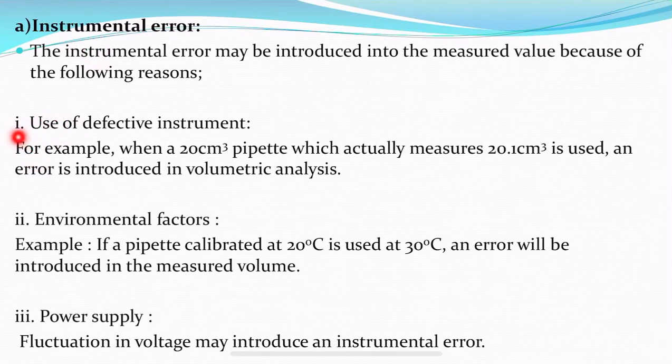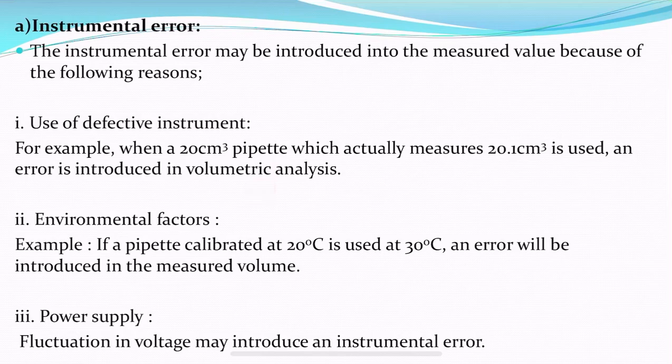Let us see. The first one is use of a defective instrument. For example, when a 20 cm cube pipette which actually measures 20.1 cm cube is used, an error is introduced in the volumetric analysis. Okay, so this is one example.